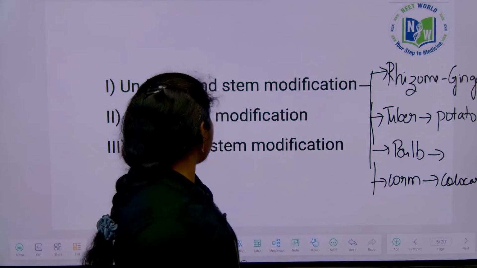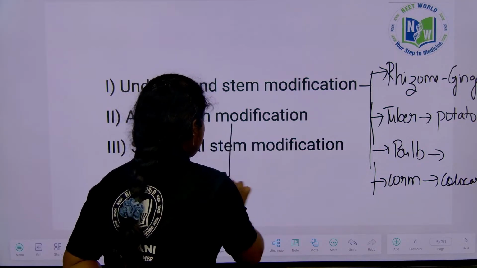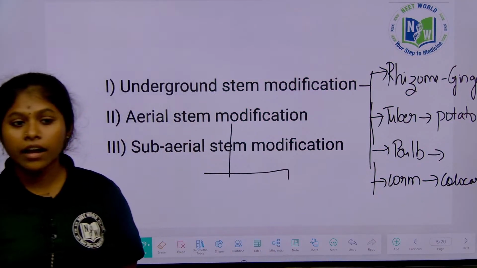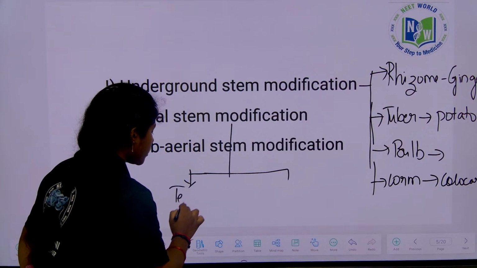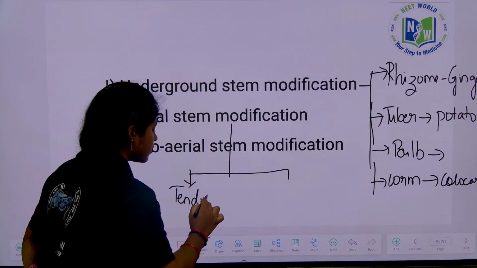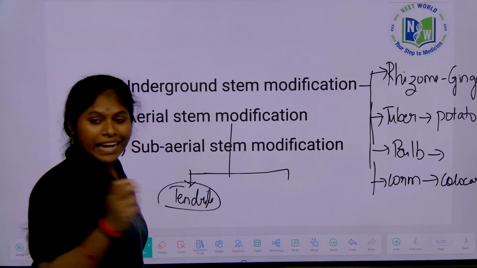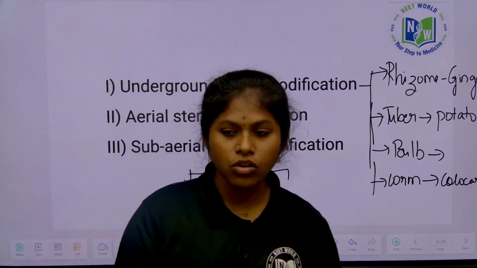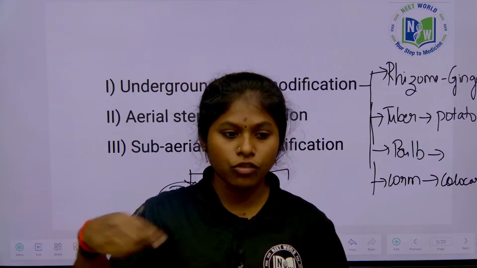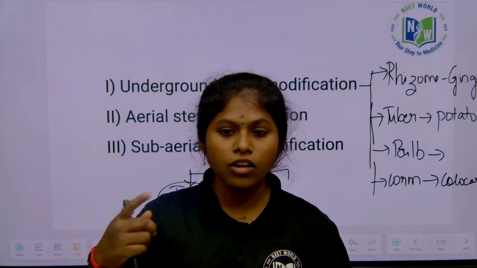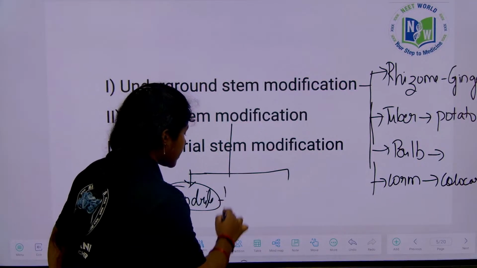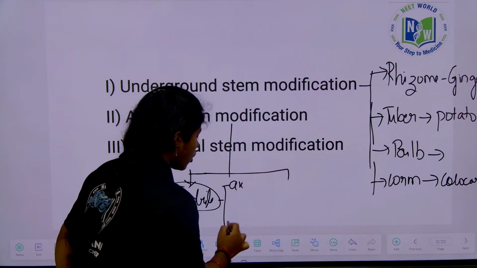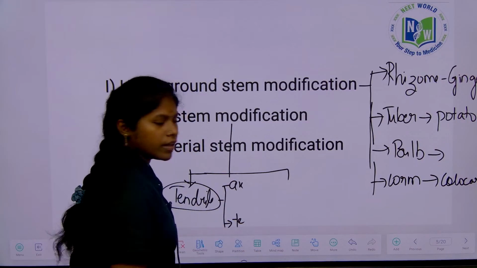Coming to aerial stem modification, which means the stem is modifying at the aerial part, either as tendrils. What are tendrils? They are slender, very thin, coil structures, like a telephone cord. There are two types, which arise either from the axillary bud or from the terminal bud. We will look into it.